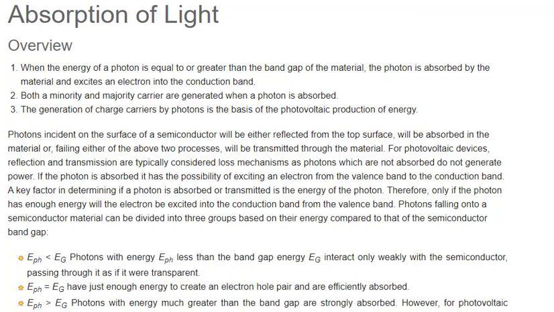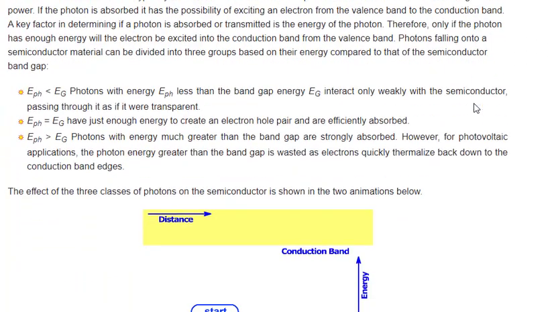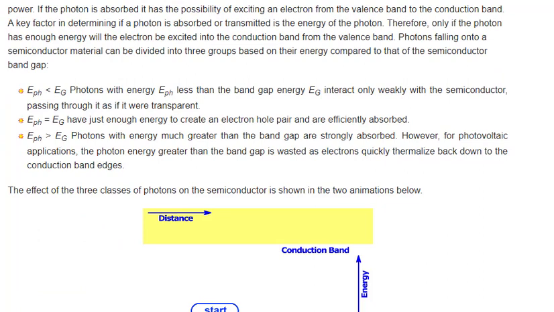The effect of the three classes of photons on the semiconductor is shown in the two animations below. The creation of electron hole pairs when illuminated with light: E_ph equals hf, where E_ph is greater than E_g. The absorption of photons creates both a majority and a minority carrier.